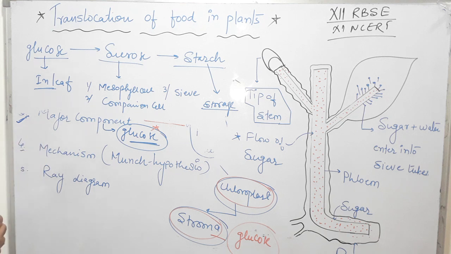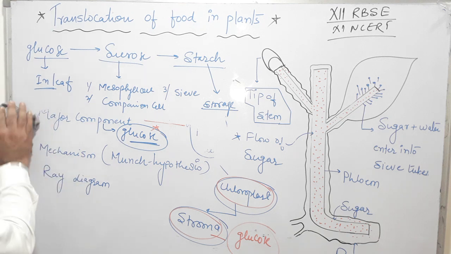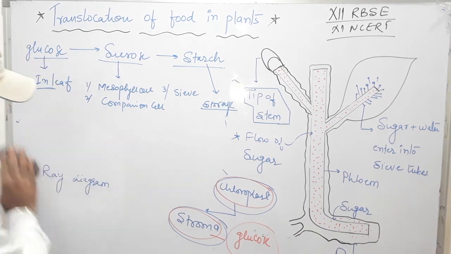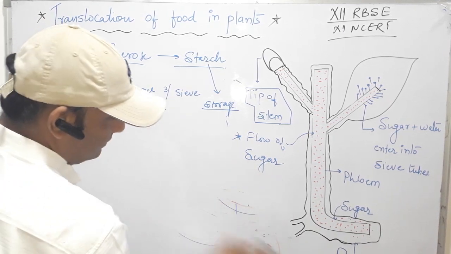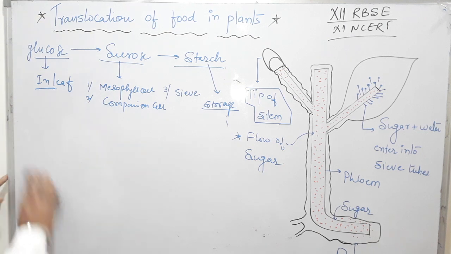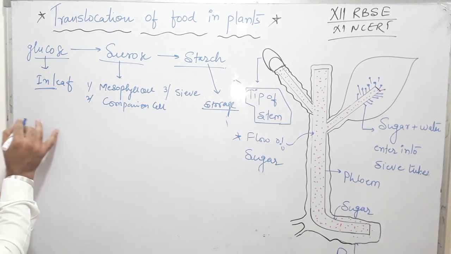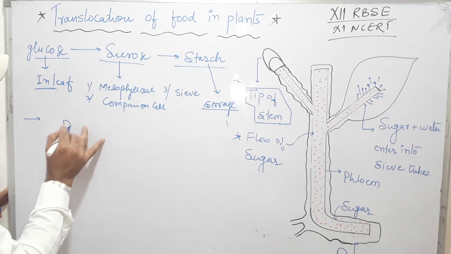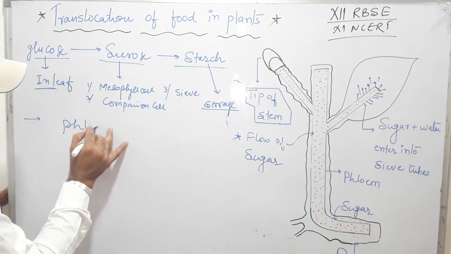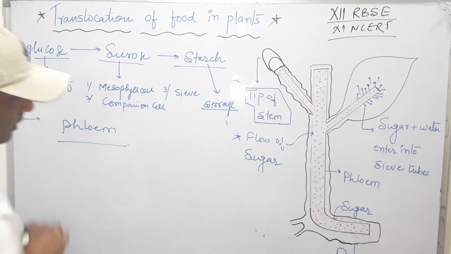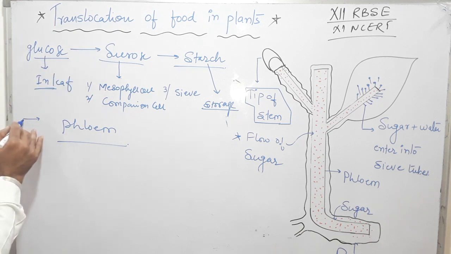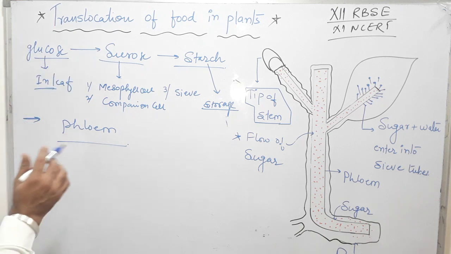Now, which structure is involved in the translocation of food? After that, the mechanism. The structure or complex tissue involved in the translocation of food is called phloem.